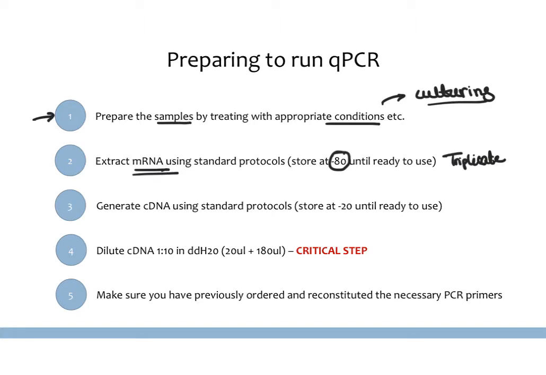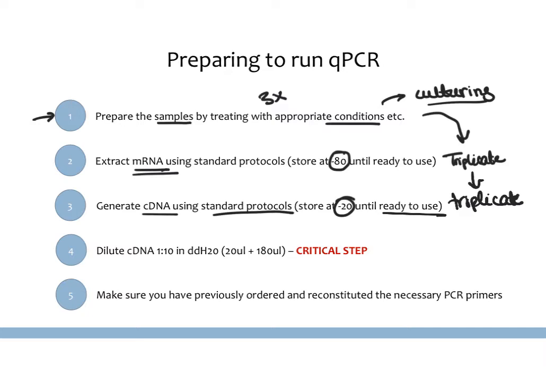You will then generate cDNA, again using standard protocols, and there are many kits available for this as well. cDNA can be stored at the -20. It's relatively more stable until it's ready to use. And of course, this should also be in triplicate. So you should have started with 3x samples per condition, and then you're just taking those 3 samples and moving them through this pipeline.